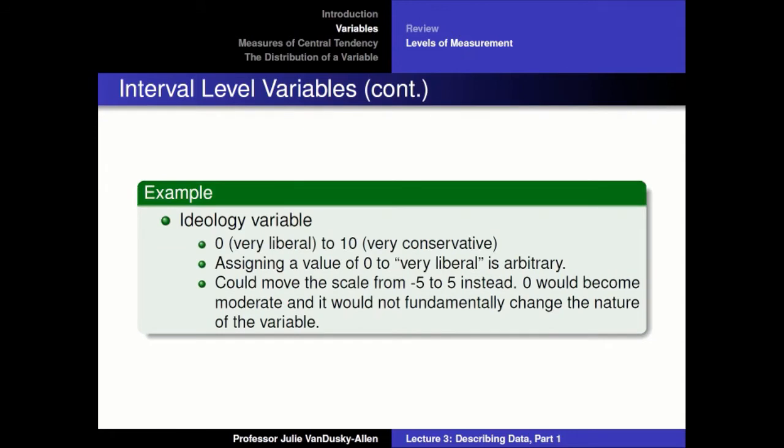Ideology could be an interval level variable. You could have a continuous ideology variable that ranged from 0, extremely liberal, to 5, moderate, to 10, extremely conservative. But the 0 in this case is an artificial 0. We could have moved the scale from -5 to 5 instead, and 0 would become moderate, and it would not fundamentally change the nature of the variable.